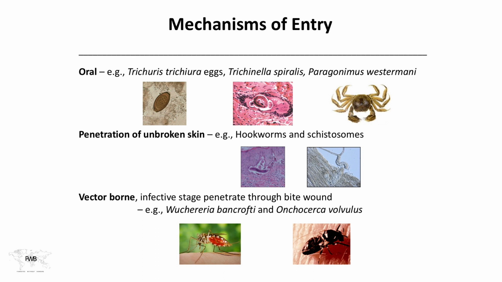So many of them are transmitted by the oral route. You can see a few examples listed at the top here: Trichuris, Trichinella, Paragonimus. Some of them come in the form of foodstuffs, some of them in the form of contaminated water. Some, not many, but some, can actually penetrate the unbroken skin. Our first line of defense is defenseless when it comes to preventing hookworm infection or preventing schistosome infection, as we will see.